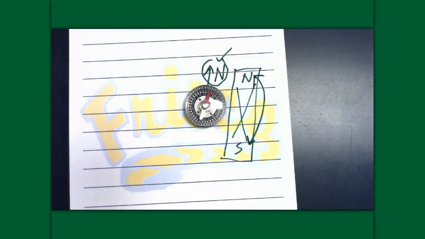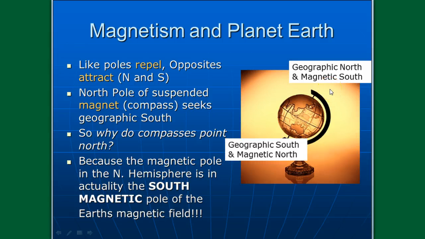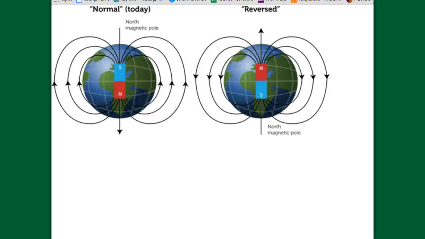So actually, what this magnet is telling me is that the north and south poles are switched. In other words, compasses point north because the magnetic pole in the northern hemisphere is actually the south magnetic pole, not the north magnetic pole, and vice versa. So if you look at this globe, geographic north pole, we understand that, but that's actually the magnetic south pole, and vice versa, geographic south is magnetic north. So this is an interesting concept.